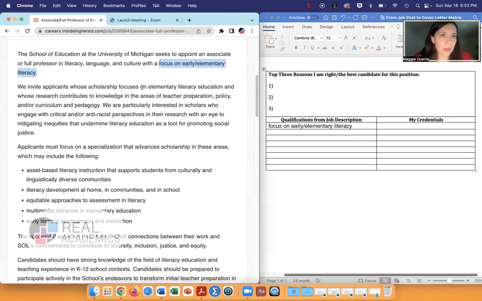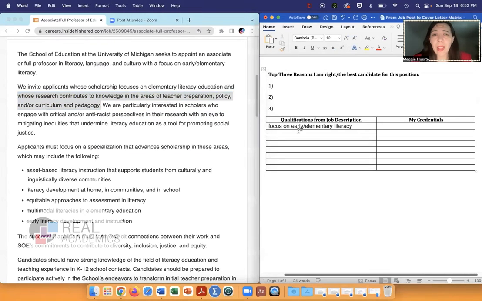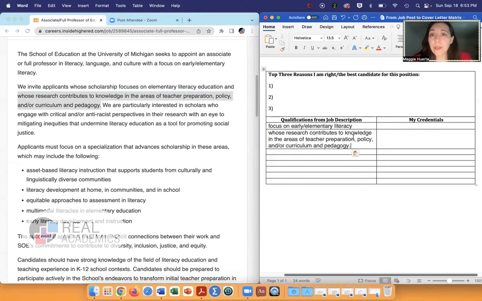We invite applicants whose scholarship focuses on, again, here it is, elementary literacy education, and whose research contributes to knowledge in the areas of teacher preparation, policy, and or curriculum and pedagogy. When you see that, it's a sign. If you fit teacher prep, let's say, and curriculum and pedagogy, great. You don't have to fit everything, okay? Like you don't have to fit all of these categories. So I could copy the whole thing because I could actually speak to all of these, but this is normal.